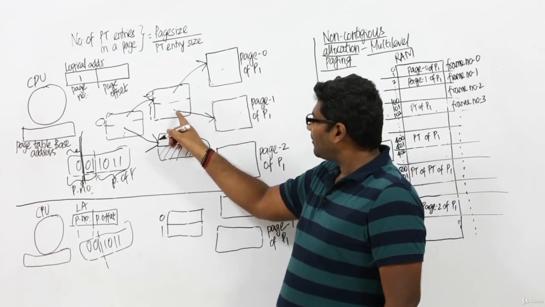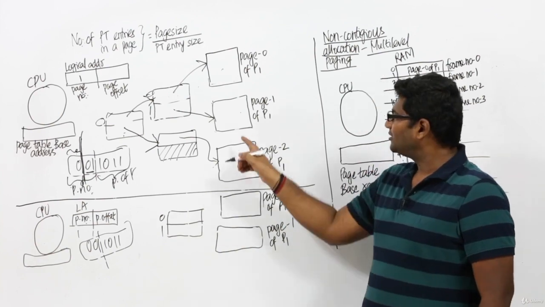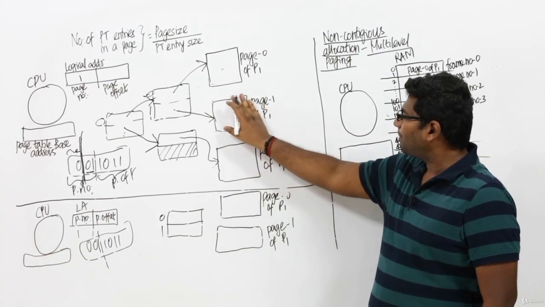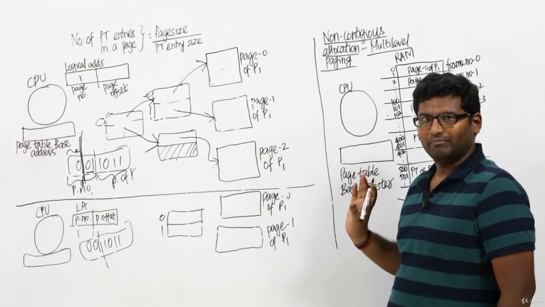So using this frame number, I will reach this page. Okay, I have reached this page. So finally I have reached the process. Now within the page of a process, this page will also be present in a frame in RAM.